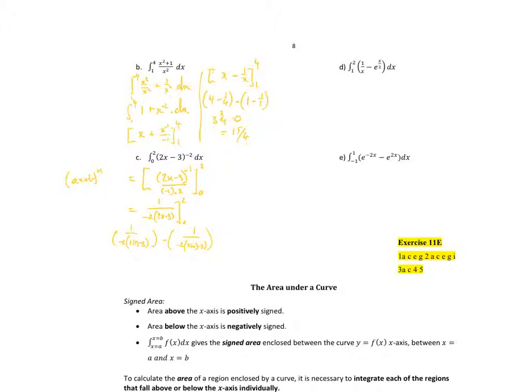So what have we got? We've got 2 times 2 is 4 minus 3, which is 1, so 1 over negative 2. Subtract: 2 times 0 is 0, minus 3 is negative 3. Negative 2 times negative 3 is 6, so it's 1 over 6. Make them both 6s. I get negative 3 over 6 minus, that's a plus, isn't it, plus 1 on 6. Negative 2 over 6, which is minus a third.